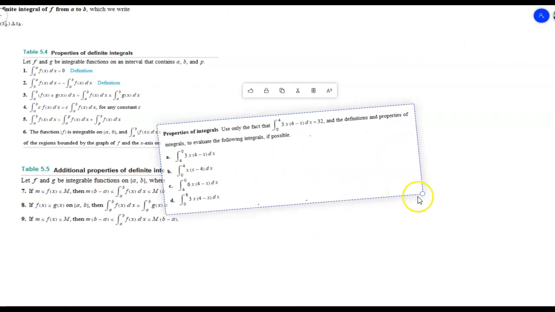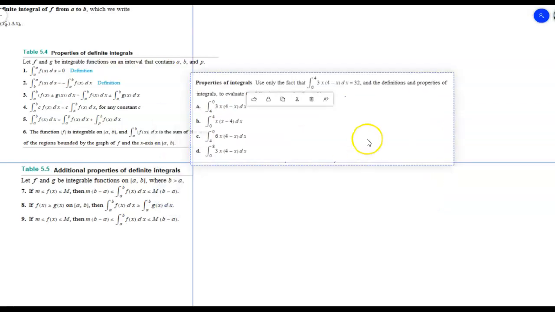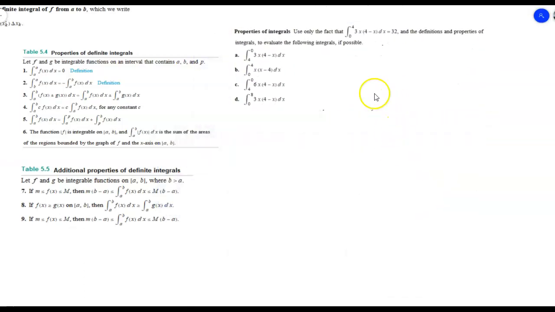This is from the book, number 51. And it says, use the fact that the integral from 0 to 4 of this function, 3x times 4 minus x dx, remember we always have to have a dx, or a d with whatever variable we're differentiating with respect to, and that the net area under this curve is equal to 32.